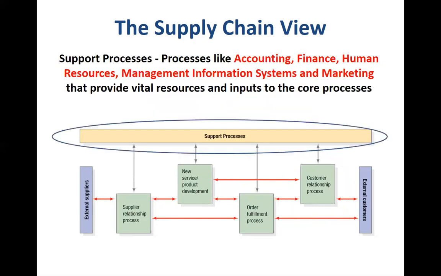And the support processes that are necessary to execute all the core processes include accounting, finance, human resources, management, information systems, and marketing. The reason why they're called support processes is because to execute our supply chain management related core processes, we need some of the resources and inputs that would come from these processes. And they happen to be in other functional areas, but they are support processes when we look at an organization in terms of supply chain viewed as a series of processes.